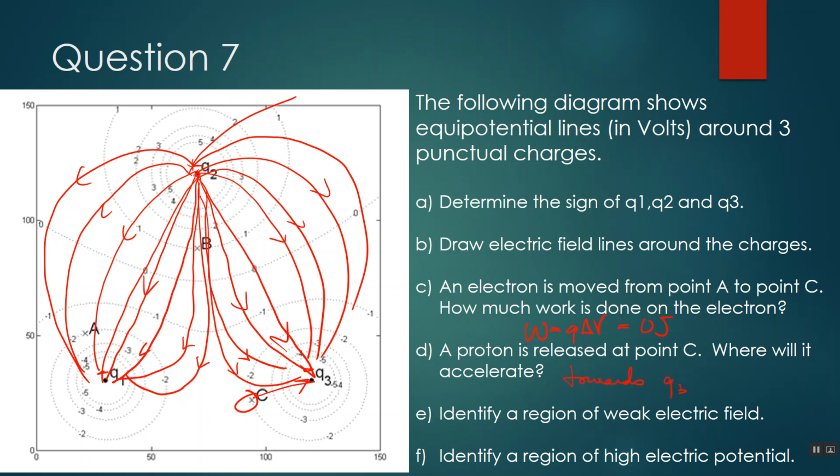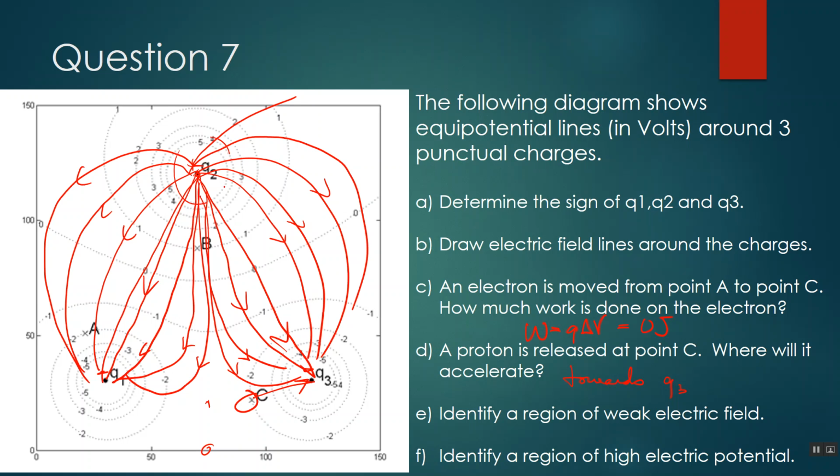E, identify where there's an area of weak electric field. Where? Here? Here? The electric field there is what? There is an electric field. If there were only two charges, you'd be right. But there is this charge up here that's going to act on it as well. It's weak. You're right. It is a weak point.